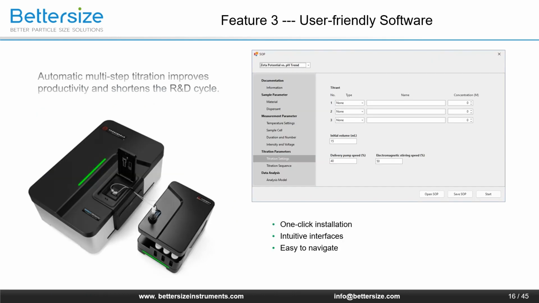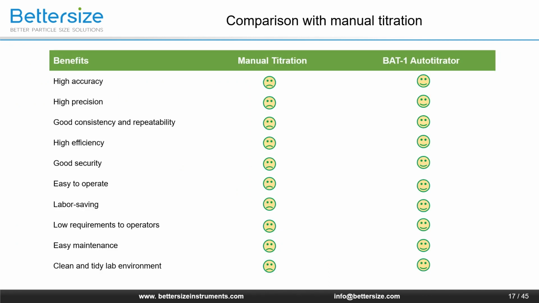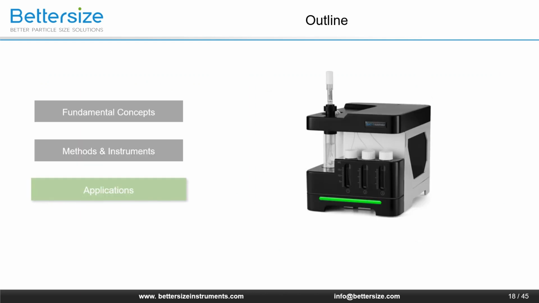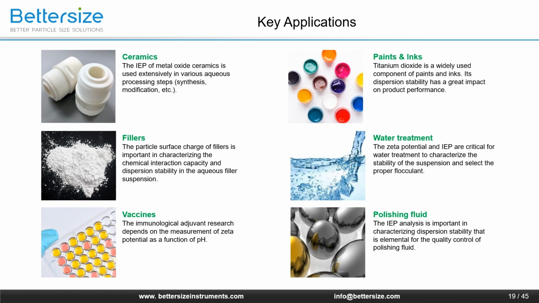Feature 3. The user-friendly software. One-click installation, intuitive interfaces, and easy navigation are part of the features of the BeNano software. It doesn't need strict training in how to use the software or take a long time to get used to it. Here is a summary of the benefits of BAT-1 Autotitrator versus manual titration. Up next, I will introduce some applications and share with you some measurement cases with the BeNano and the BAT-1.